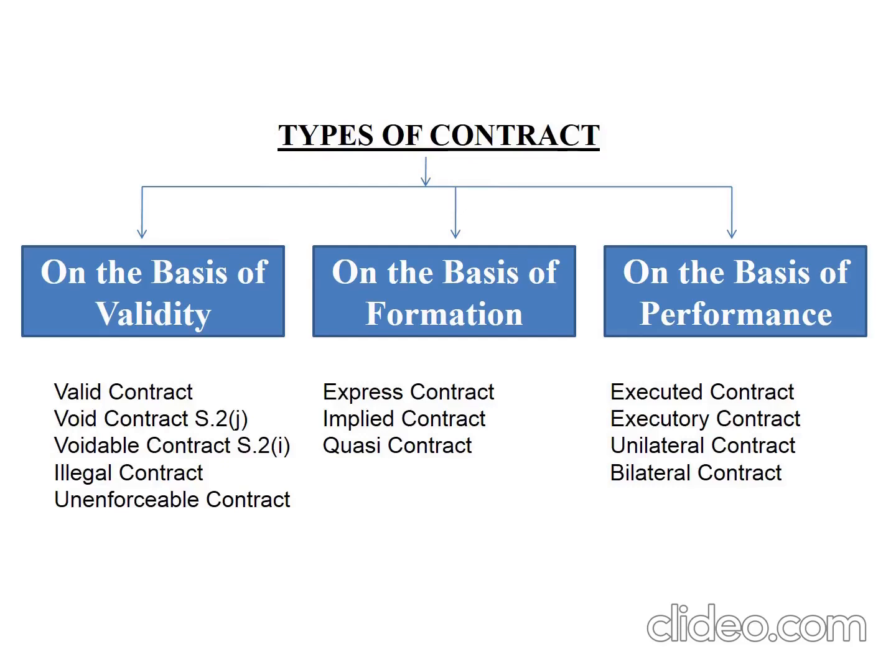On validity, the contract can be further classified as valid contract, void contract, voidable contract, illegal contract, and unenforceable contract. On the basis of formation, the contract can be further classified as express contract, implied contract, and quasi-contract. On the basis of performance, the contract can be classified as executed contract, executory contract, unilateral contract, and bilateral contract. So let us try to understand the meaning of these terminologies one by one.